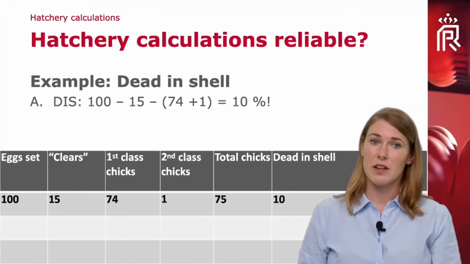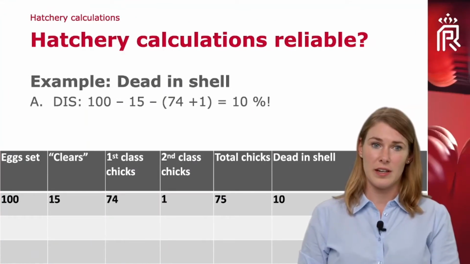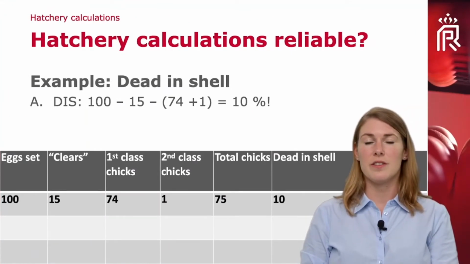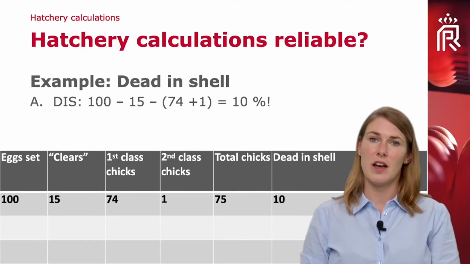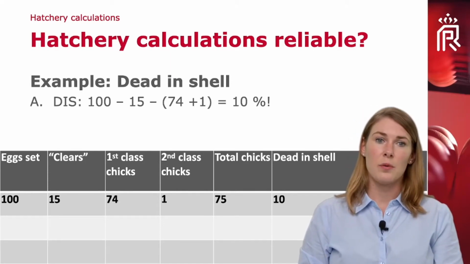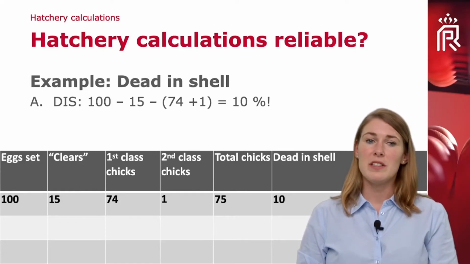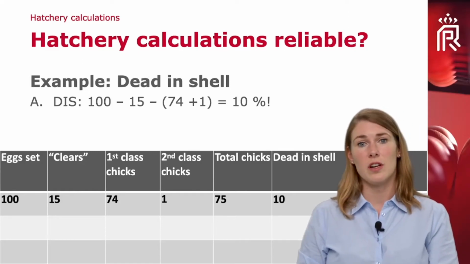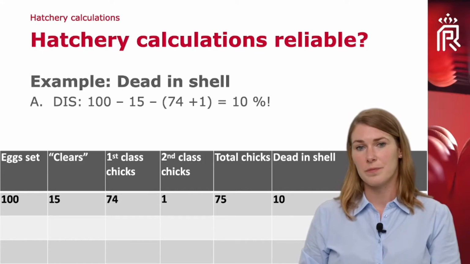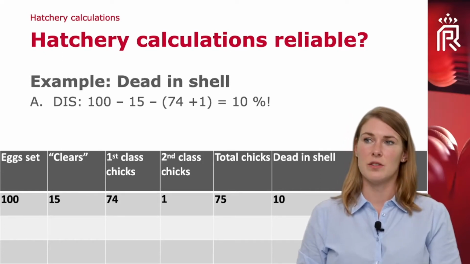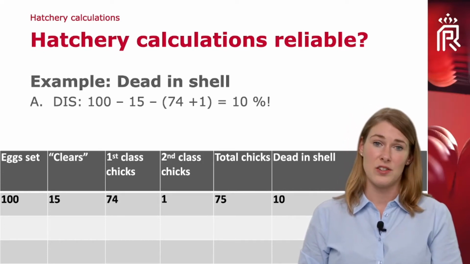Now another example, dead in shells. The dead in shells is often calculated like this: we take a look at the number of eggs set, 100 in this case again. We subtract the 15 clears, and we subtract also the first class and the second class chicks. That would lead us to a 10% dead in shell.